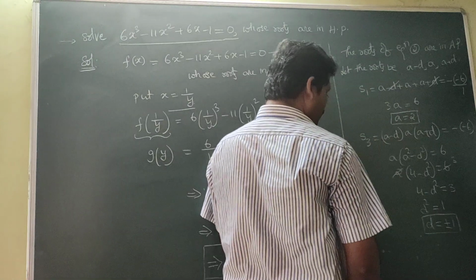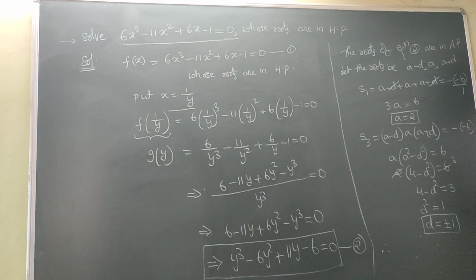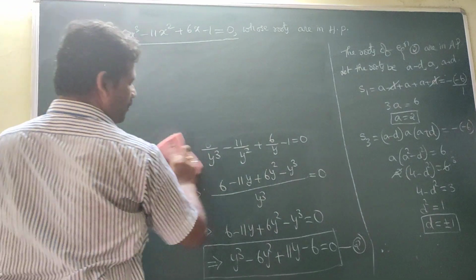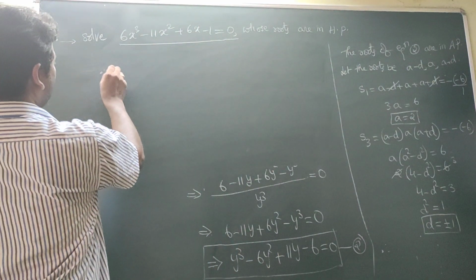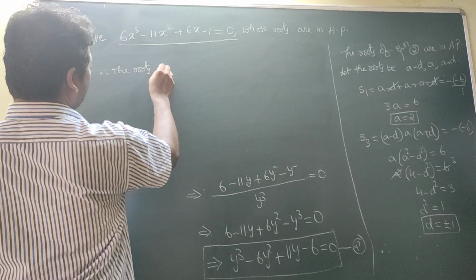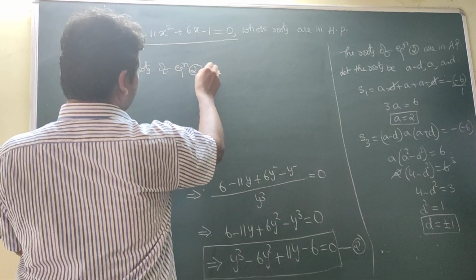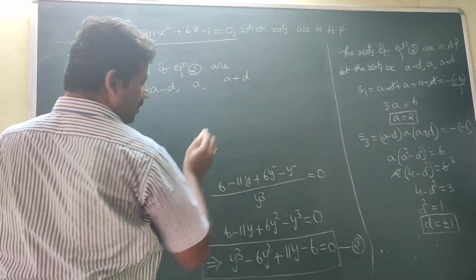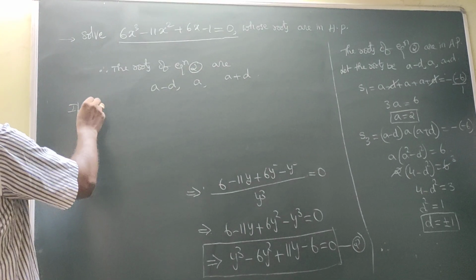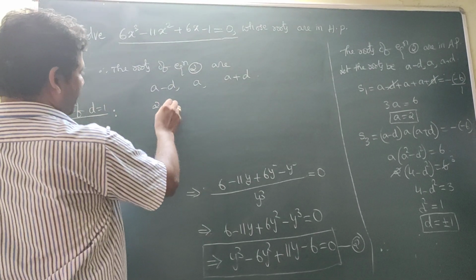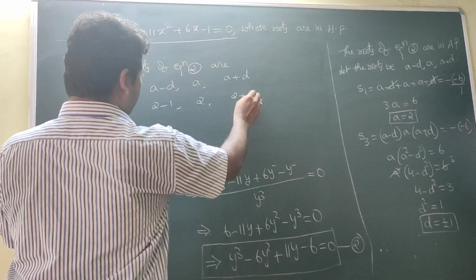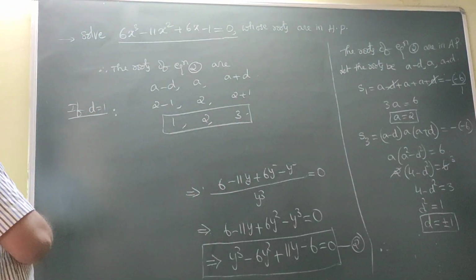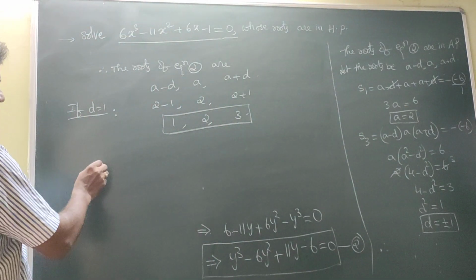Therefore, the roots of equation 2 are a − d, a, a + d. Take d = 1: 2 − 1, 2, 2 + 1, that is 1, 2, 3. These are the roots of equation 2, but we require the roots of equation 1.